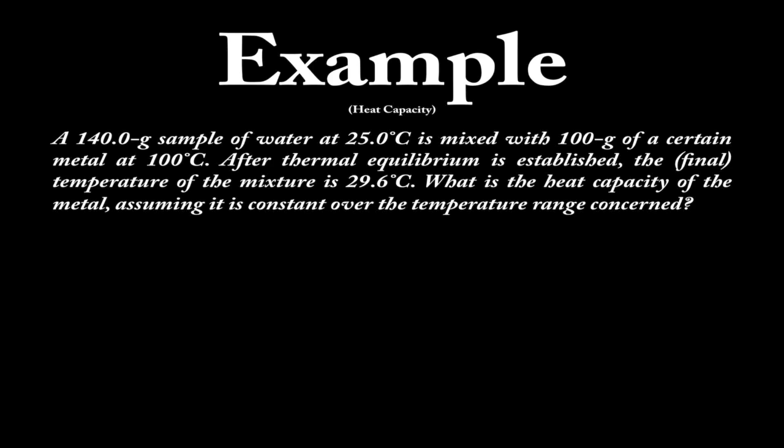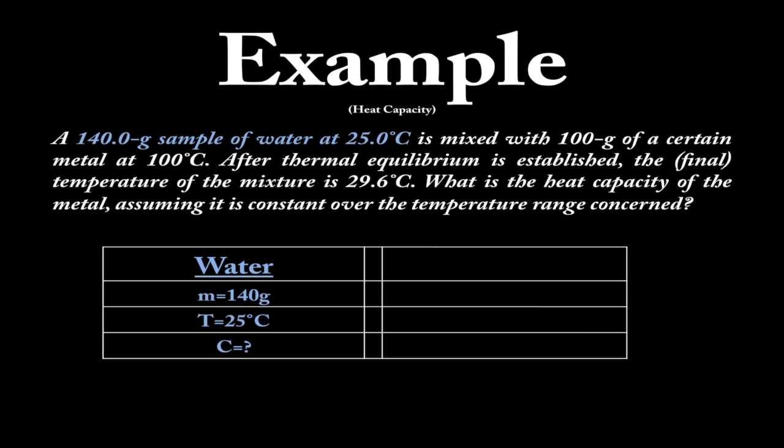A 140 gram sample of water at 25 degrees Celsius is mixed with 100 grams of a certain metal at 100 degrees Celsius. After thermal equilibrium is established, the final temperature of the mixture is 29.6 degrees Celsius. What is the heat capacity of the metal, assuming it is a constant over the temperature range concerned?